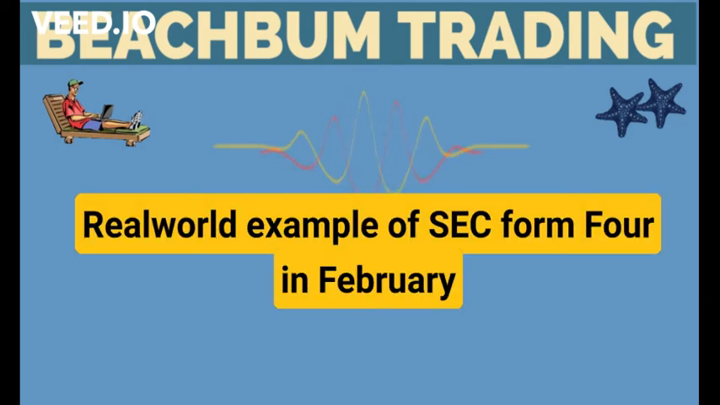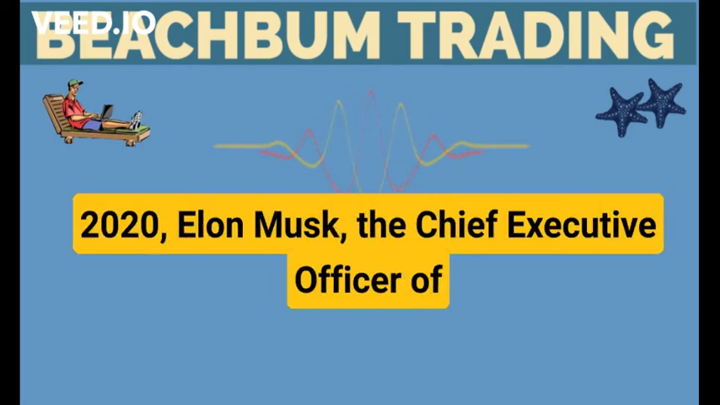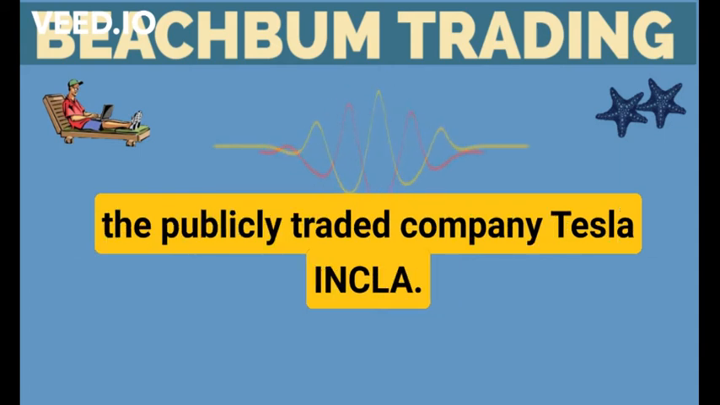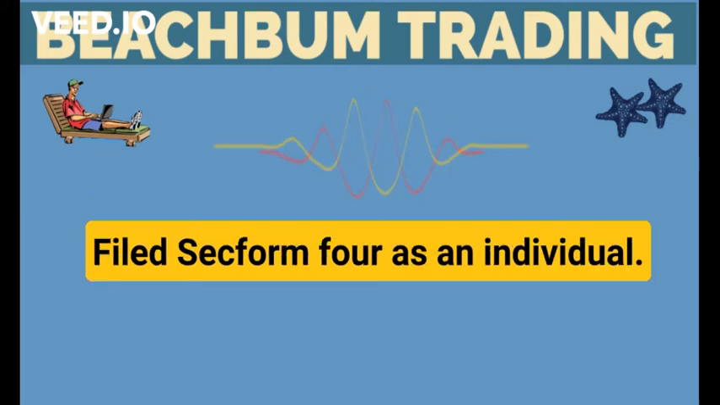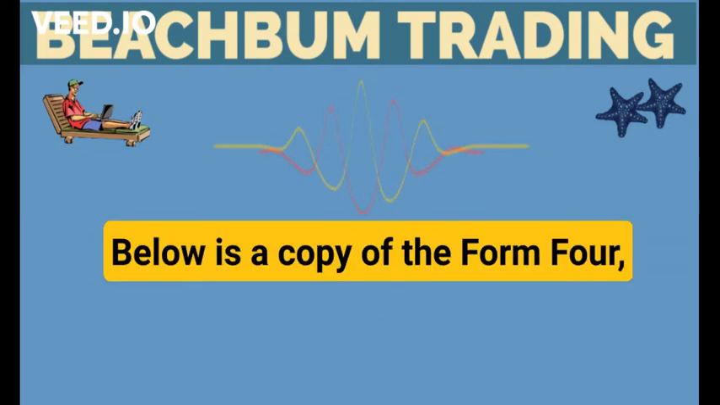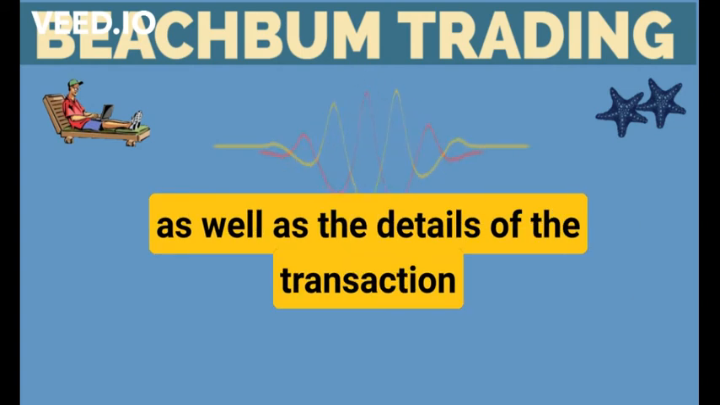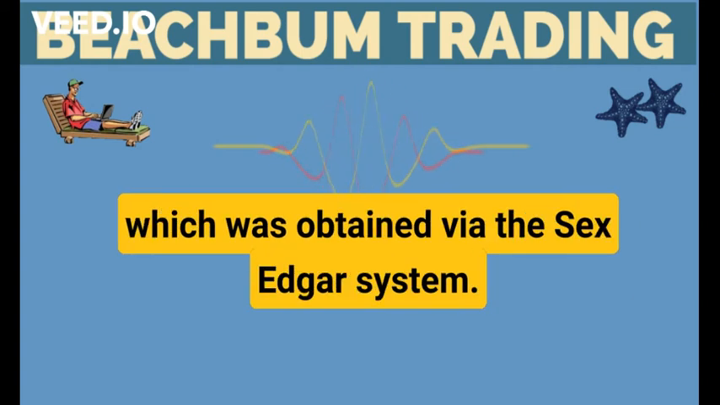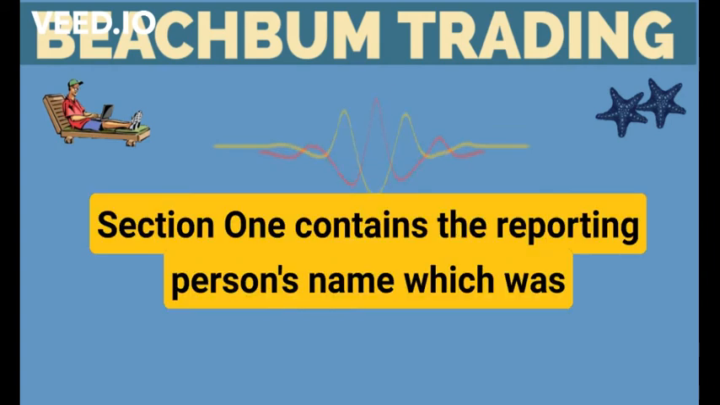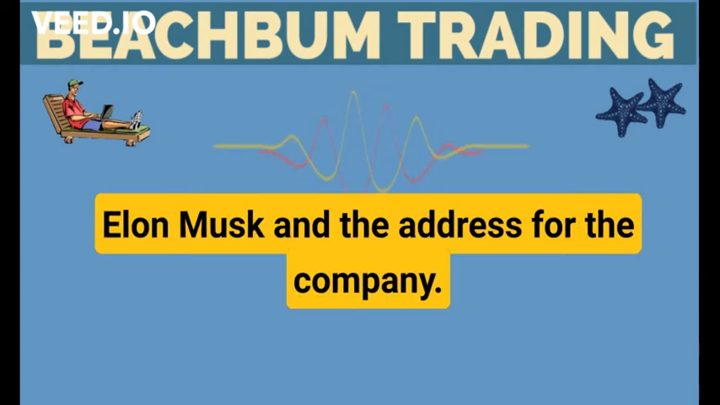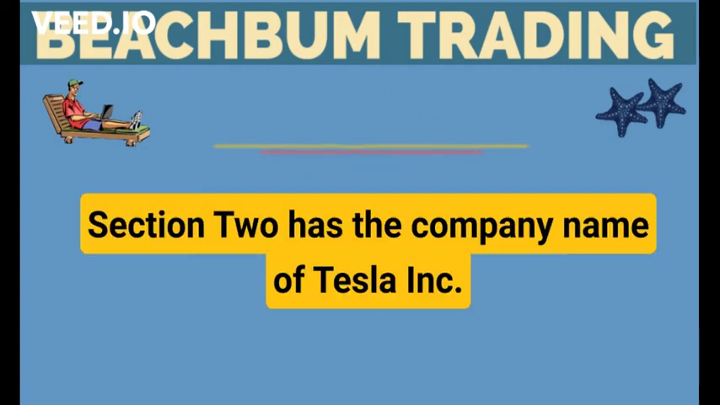Real-world example of SEC Form 4. In February 2020, Elon Musk, the Chief Executive Officer (CEO) of the publicly traded company Tesla Inc. (TSLA), filed SEC Form 4 as an individual. Below is a copy of the Form 4 as well as the details of the transaction, which was obtained via the SEC's EDGAR system. Section 1 contains the reporting person's name, which was Elon Musk, and the address for the company. Section 2 has the company name of Tesla Inc.